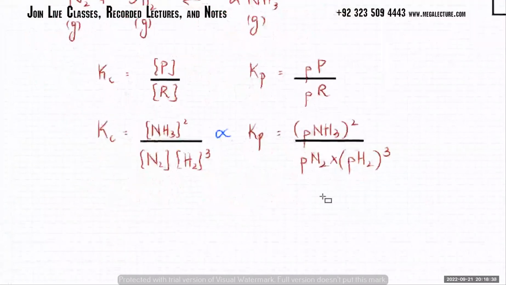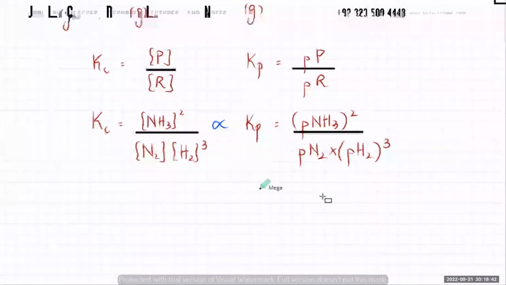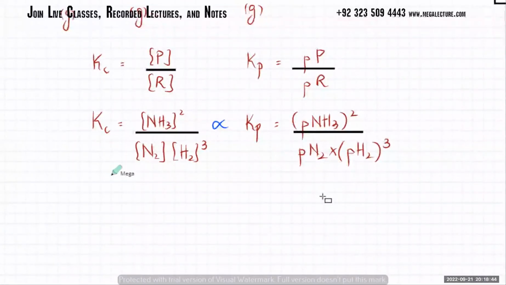The unit would change as well, because for Kc you use concentration, right? So in this case, the unit will be concentration squared divided by concentration cubed. So it's going to be concentration to the power -2. So it's going to be mol^-2, and dm to the 6. For pressure, the unit is obviously pressure. What is going to be the unit?